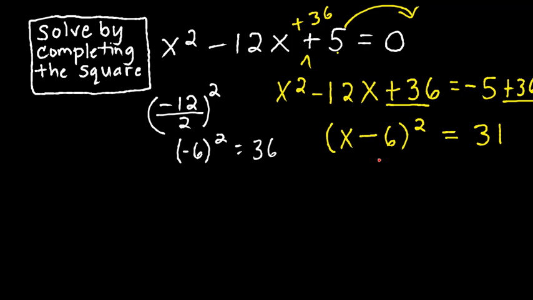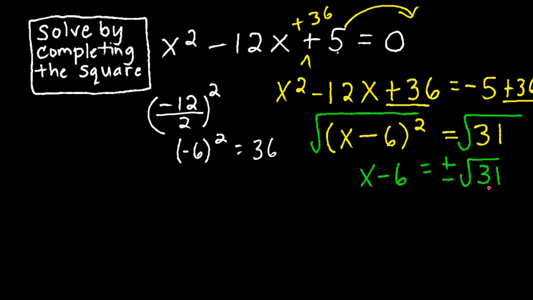And I can now take the square root of both sides to solve it. What I have now is the square root of x minus 6 squared, which is x minus 6, equals plus or minus the square root of 31. Now I'm going to add 6 to both sides, which means I will have 6 plus or minus the square root of 31. So what I've done is I've solved by completing the square. Just keep in mind, if you do add this third term on the left, you have to add it to the right.